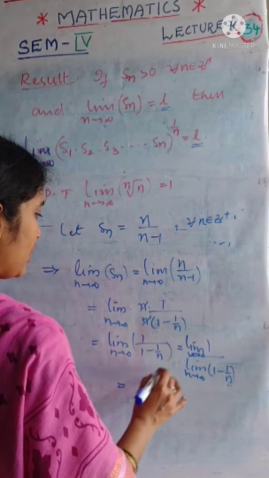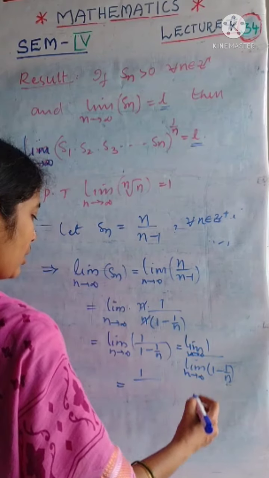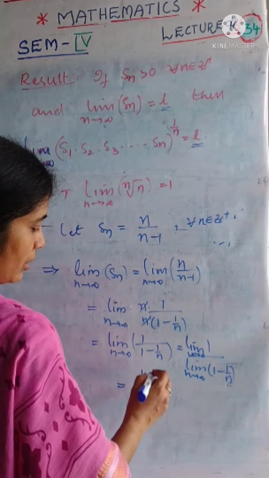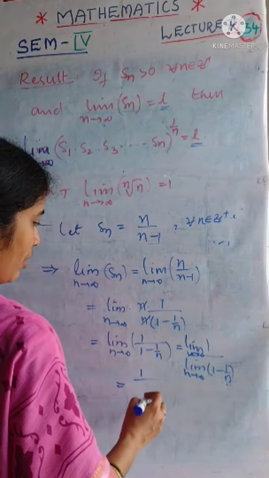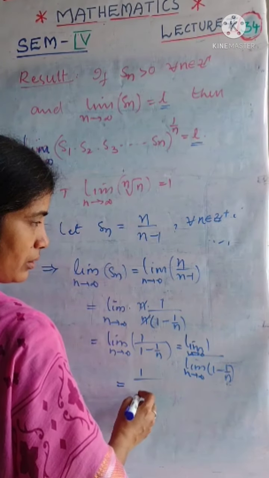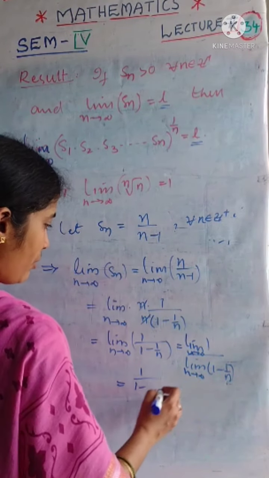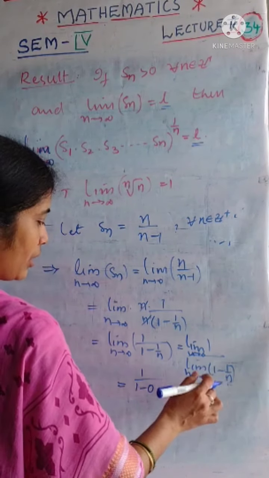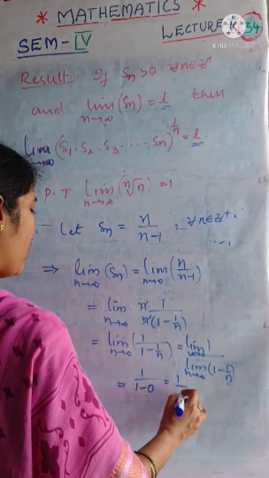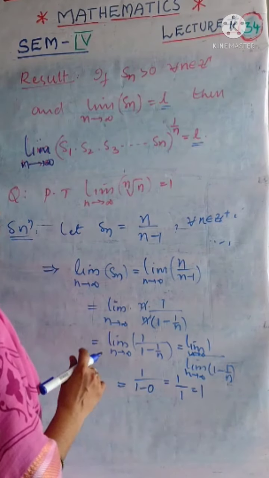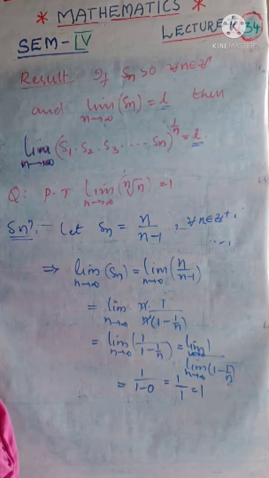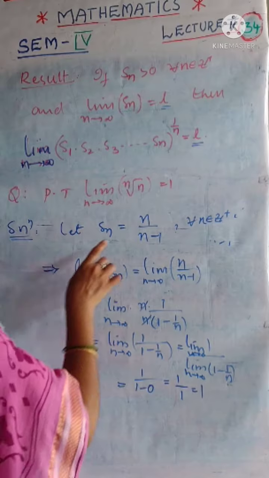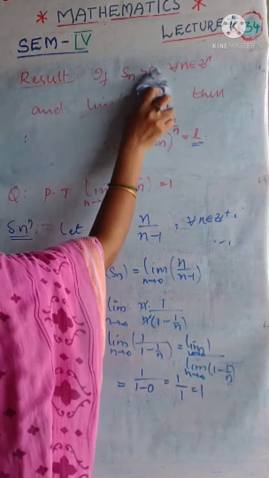This is equal to, what is the limit of 1? It is a constant, so the limit of a constant is the same constant, that is 1 by the limit of 1 minus 1 by n. The limit of 1 is 1, minus the limit of 1 by n, which is 0. You know that when n tends to infinity the limit of 1 by n is 0, that is 1 by 1, which is 1. That means the limit of the sequence we consider here is 1.